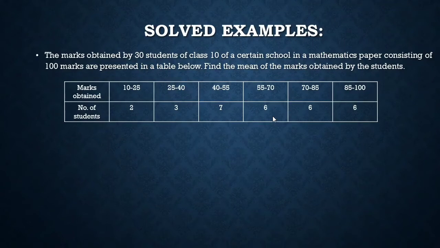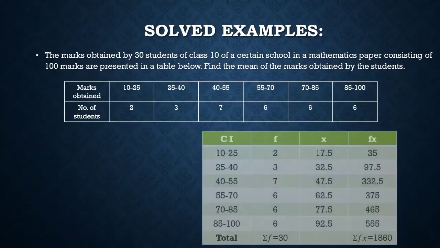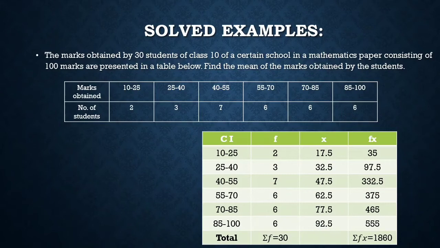So now, to calculate the mean, let us put a proper table in which we have class intervals, frequencies, x and fx. So here we have our table. As you can see in our table, Ci gives the class interval, f is the frequency, x is the class mark, and fx is the product of frequency and the class mark.